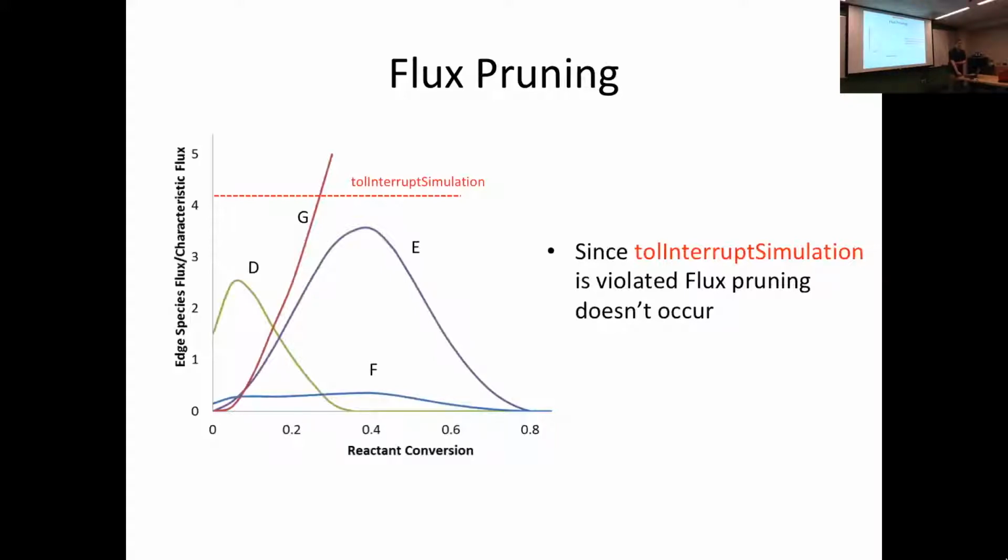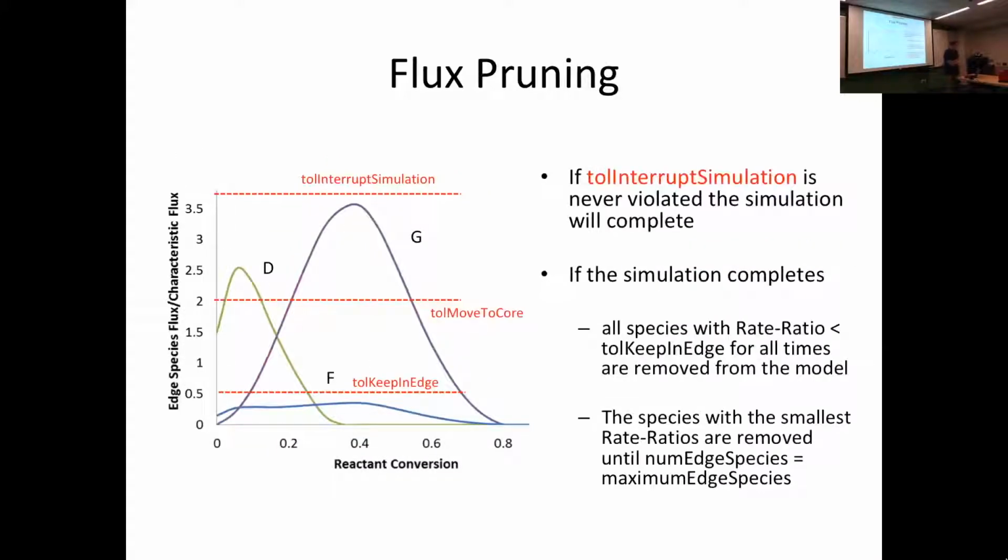Could you go through the logic behind the interrupt? Sure. So you mean in terms of why we have it? Yeah. So originally, I believe the original RMG didn't have it at all, because they would simulate until they hit something that violates the move to core tolerance, then they'd stop the simulation and start over. But the tolerance interrupt is an argument you can set to say that if something violates the interrupt tolerance, then the flux to that species is so large that you don't trust that RMG is representing the system accurately anymore.